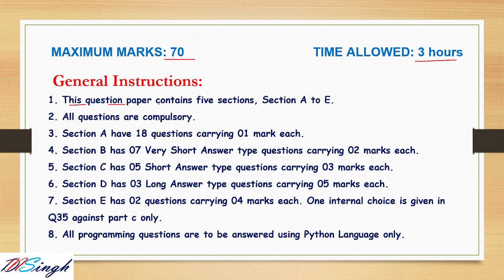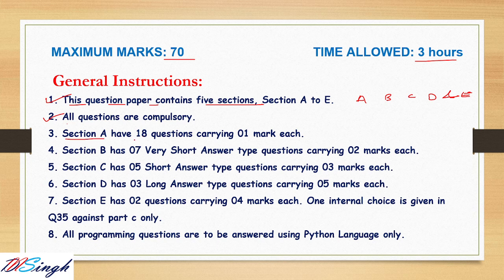First one says this question paper contains 5 sections, that is A, B, C, D and E. So we have a total of 5 sections in it. All questions are compulsory. Very important that there is no choice between questions. There may be a choice in a question itself, that is an internal choice to that question. It is not a choice between the questions, so we have to keep that in our mind. So these two instructions are over. Now third, fourth, fifth, sixth and seventh instructions are regarding these sections.